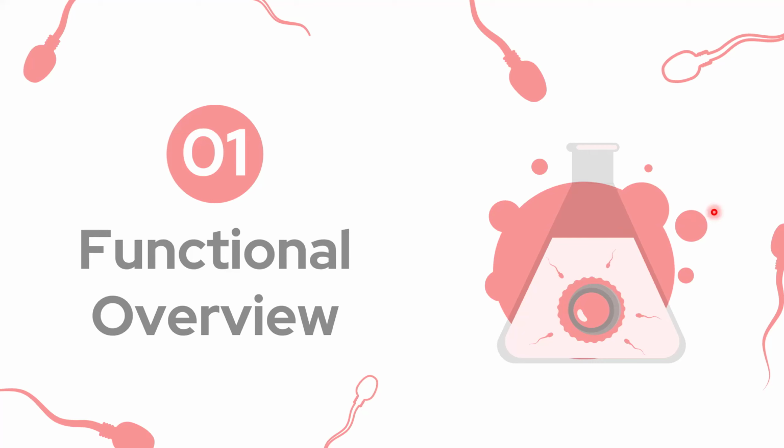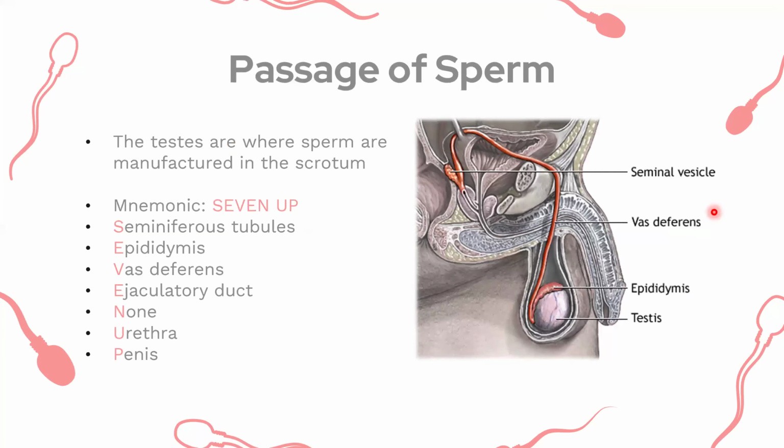Now, where does sperm actually come from? Sperm is produced in this sac that you guys see right here, which is the testes. It is in the scrotum or the scrotal sac. As it gets produced and developed, it is going to pass through multiple structures in order to eventually be ejaculated.